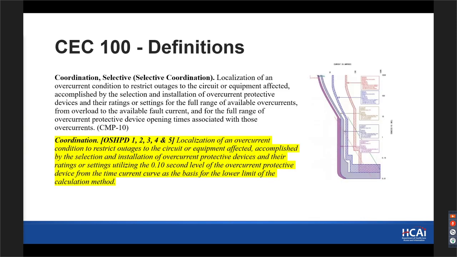Coordination. In definitions under the California Code, we added this definition of coordination. This helps us in our discussions about coordination, which is required in 517.30(G): overcurrent protection devices required to be coordinated for faults that have a duration of over 1/10 of a second. And so we're adding this definition to distinguish between coordination and full coordination, which the code identifies as selective coordination.